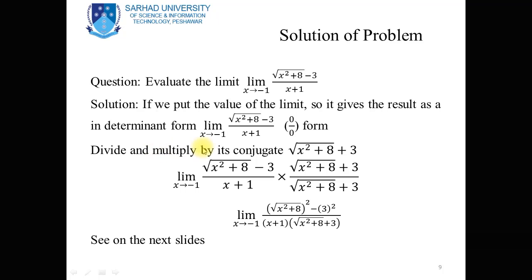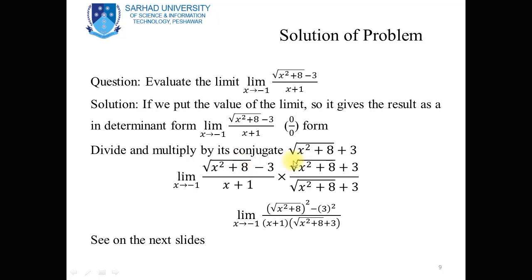we use the conjugate, multiplying by the conjugate of this term, under root x square plus 8 minus 3. The conjugate of this term is under root x square plus 8 plus 3. Now multiplying and dividing this expression by under root x square plus 8 plus 3. You see over here, limit x tends to minus 1 of under root x square plus 8 minus 3 divided by x plus 1, multiplied and divided by the conjugate under root x square plus 8 plus 3.